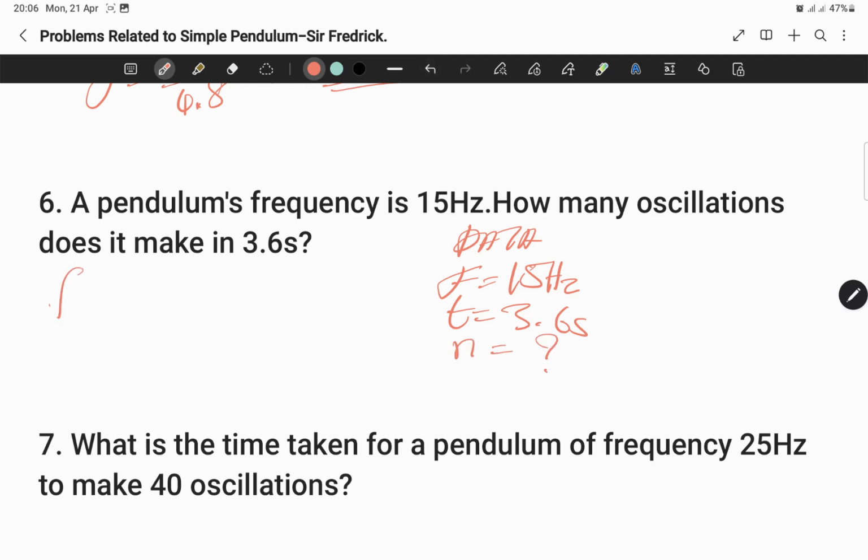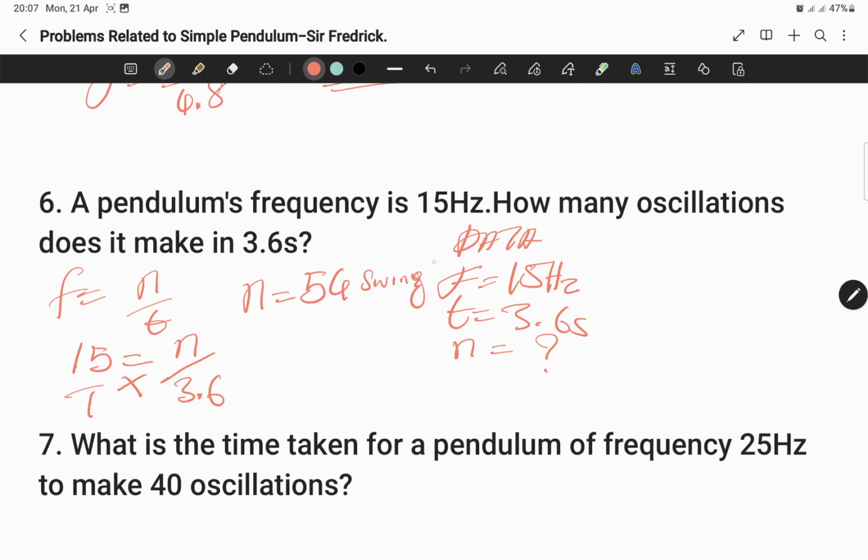Okay, so frequency is equal to number of oscillation over time. Since we've been given frequency to be 15, it is equal to that which we are looking for, over time 3.6. Cross multiplication. So number of swings is going to be 3.6 times 15. What do we get? Get your calculator and do that. So me, I've found 54 cycles or swings.